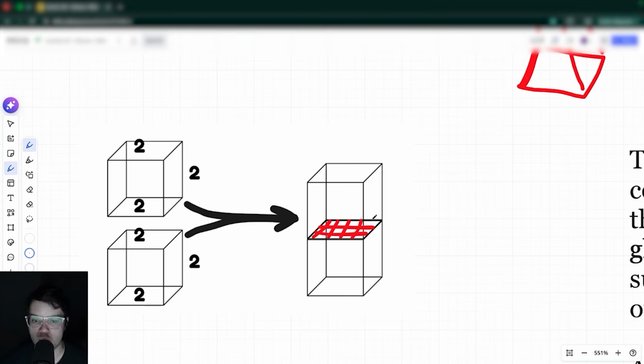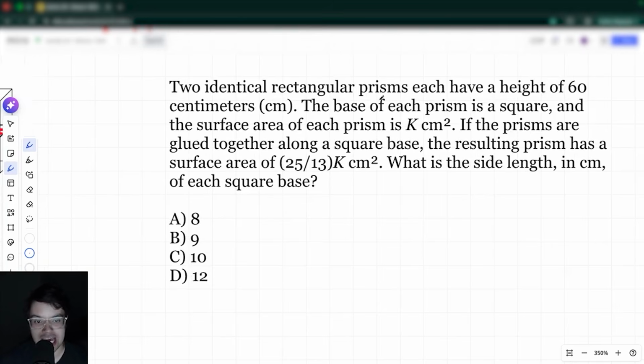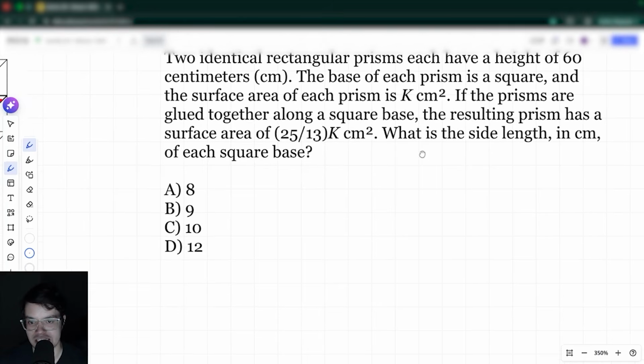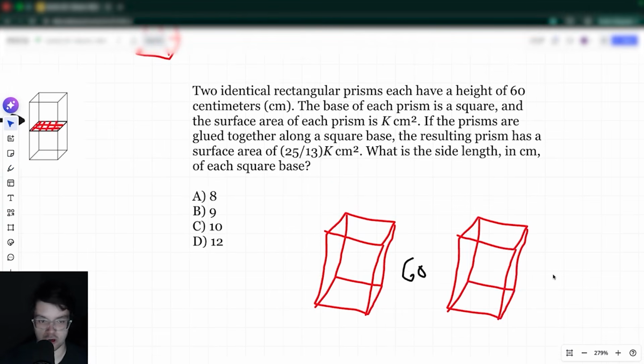And then if you have a situation like this, you can use systems of equations to figure out what the answer would have to be. So you could have something like this. 2 rectangular prisms each have a height of 60 centimeters. So if I was trying to write this, I could say something like this. And then the height of this would be 60. We have 2 of them as well, and both are 60.